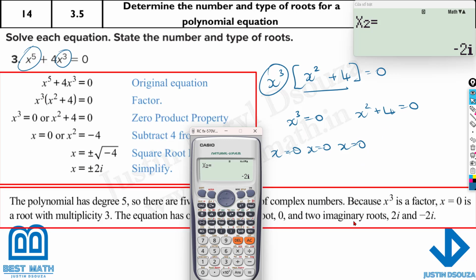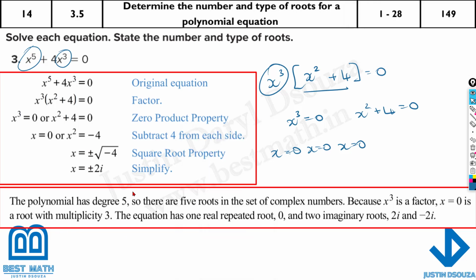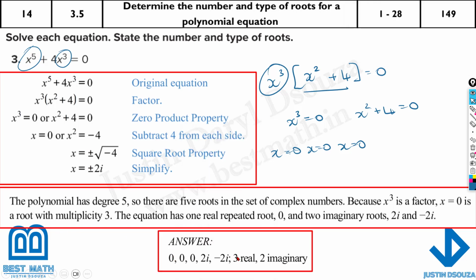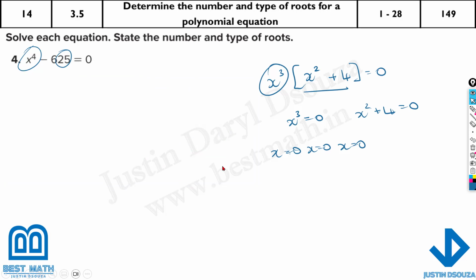You can see here the solutions will be this one over here. There are three real roots, that is 0, 0, 0, and then there are two imaginary roots which we got as plus or minus 2i. So these will be the answers. There are a total of 5 roots, 3 are real and 2 are imaginary. When we solve the right side, we got i, that's plus or minus 2i.